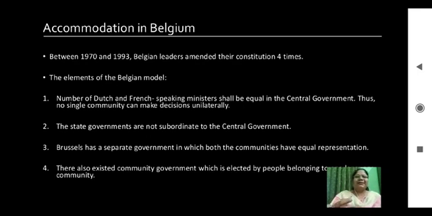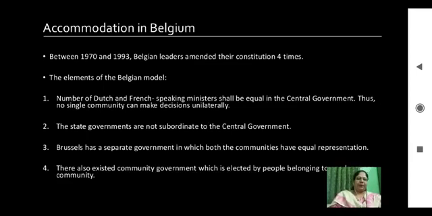It has not received as many economic benefits as the French community has. So between 1970 and 1993, Belgian leaders amended their constitution four times. Many attempts were made to work out a particular solution to the existing problem of diversity in their country. They adopted a particular system which can easily be called a model.